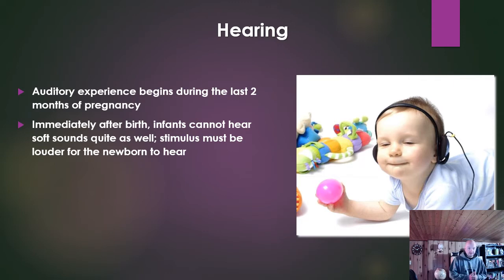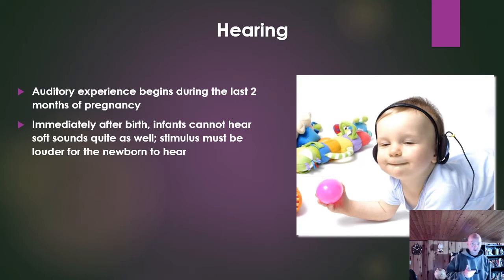Okay, so let's talk about hearing for a second. So auditory experience begins during the last 2 months of pregnancy. Pretty interesting, eh? It is pretty wild to think that in those last 2 months, part of the sensory motor development that the baby's about starting to get into, this brain is being influenced by sound that it's hearing. It's become part of the processing system.